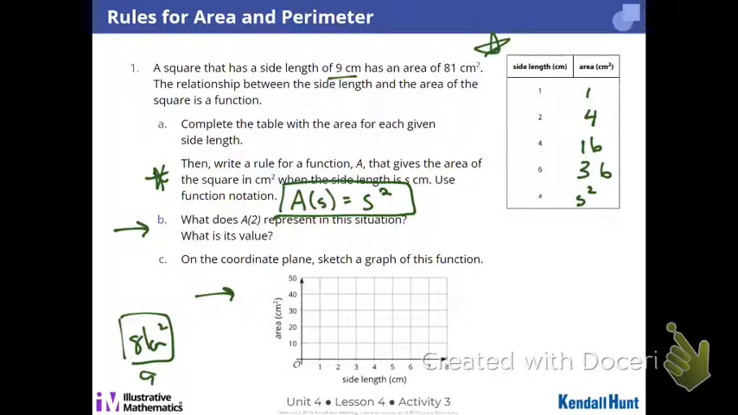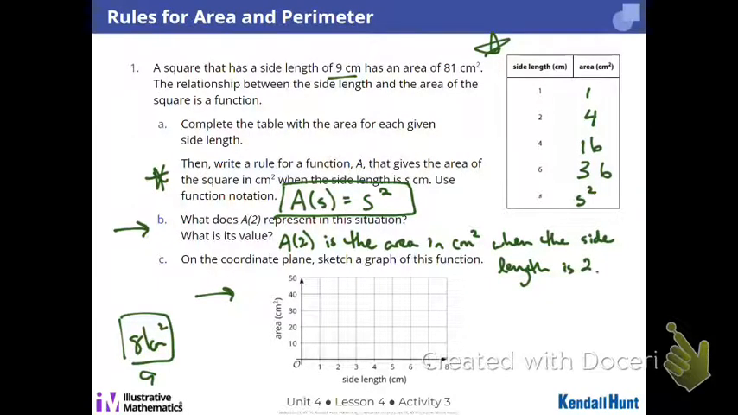For B, what that means is that the function of 2 is the area in square centimeters when the side length is 2. Its value is 4. So again, to summarize, when we have a side length of 2, our square's area would be 4 square centimeters. That's what the function of 2 means in this context.